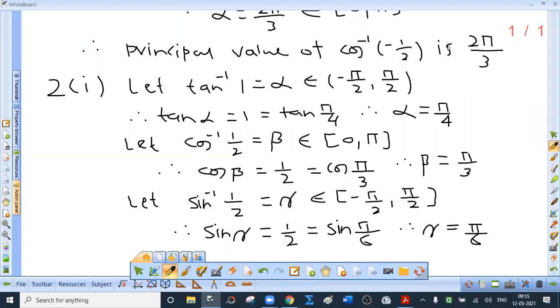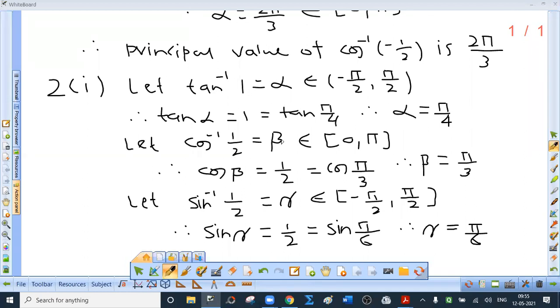Second question, evaluate the following. First part, tan inverse 1 plus cos inverse half plus sine inverse half. If this is asked for 2 marks, then you should write at least this much. Let tan inverse 1 be alpha, where alpha belongs to the open interval minus pi by 2 to pi by 2. So what is tan alpha? 1. But tan pi by 4 is 1. You have to see that pi by 4 belongs to this interval. So clearly alpha is pi by 4. That is, tan inverse 1 is pi by 4.